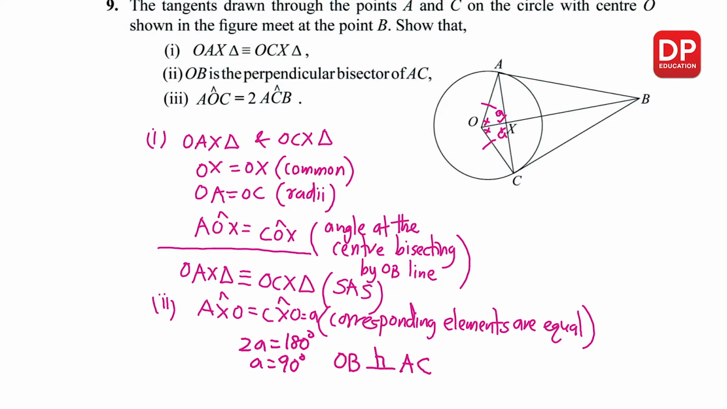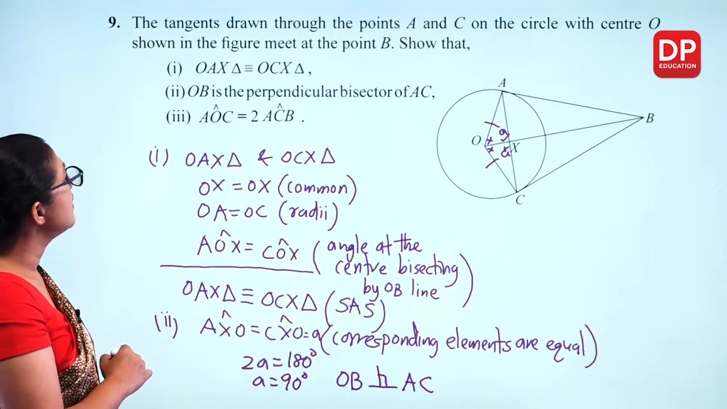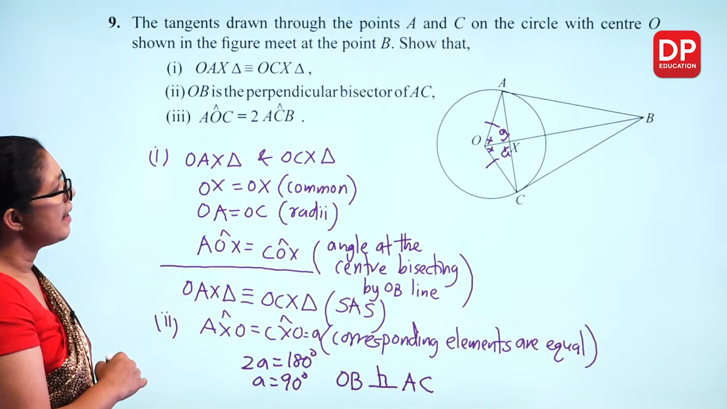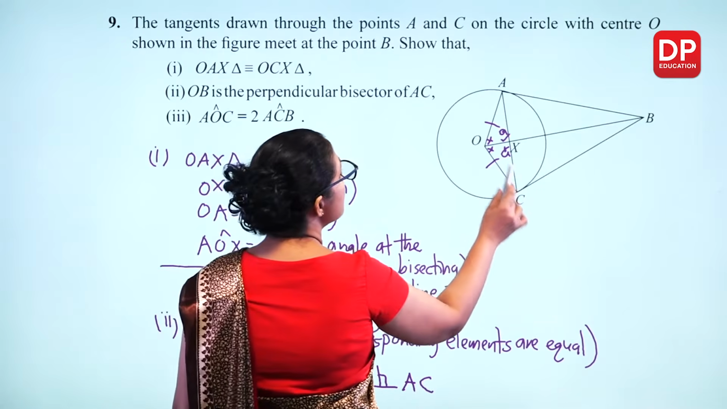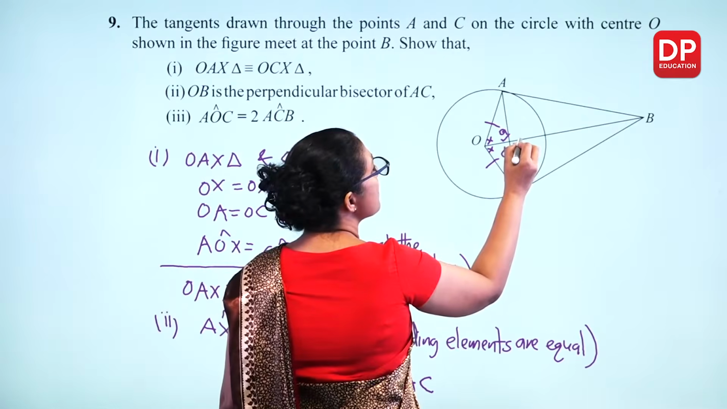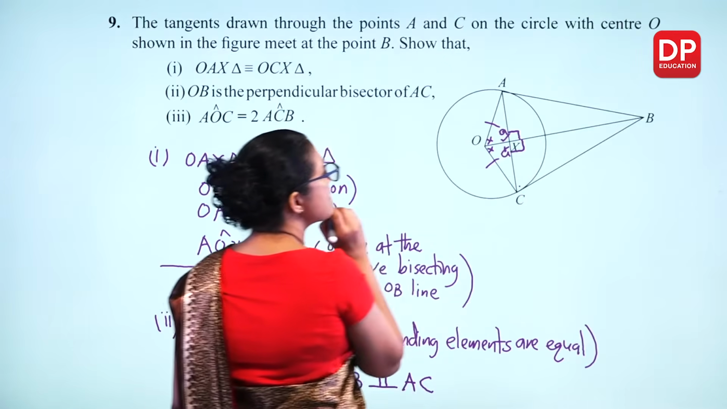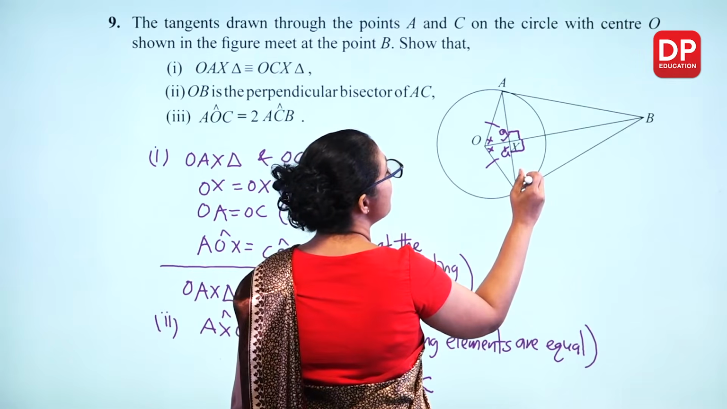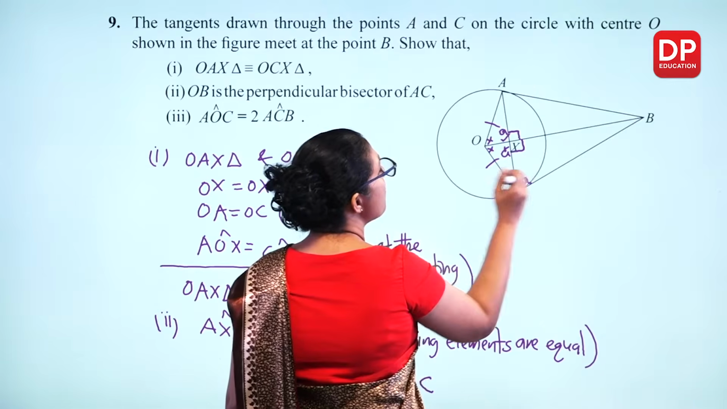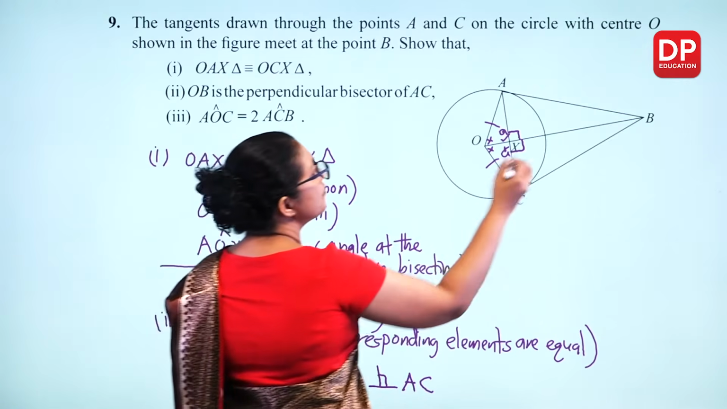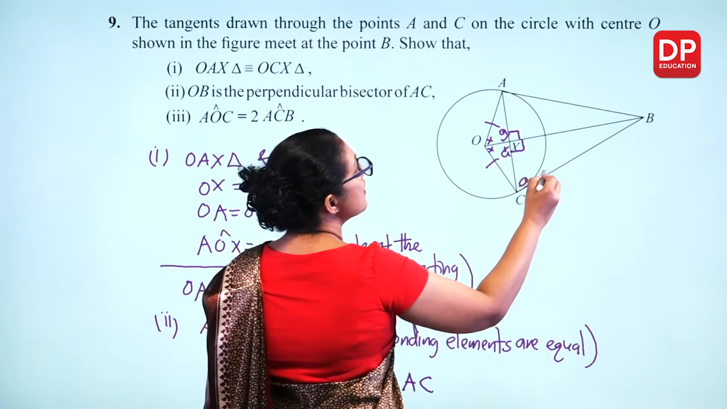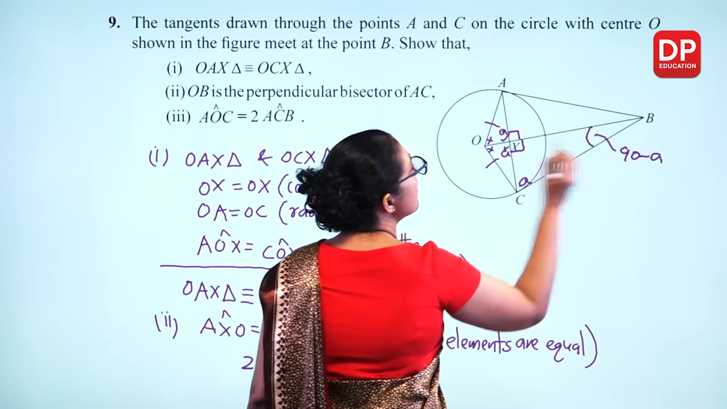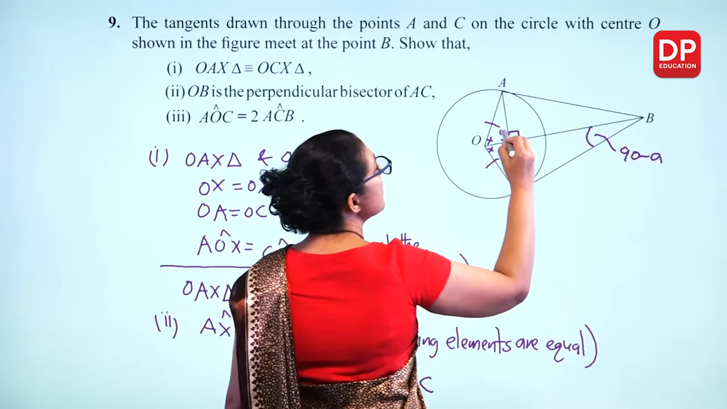Then the third part, angle AOC is twice angle ACB. This one, this and this. We found out this is 90 degrees. We'll put a letter here, A. So this angle is 90 minus A because this is a 90 degree angle.